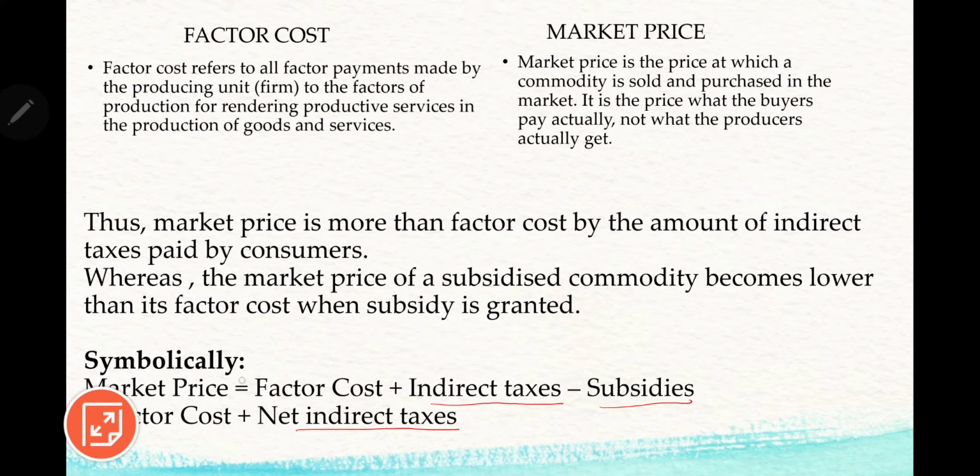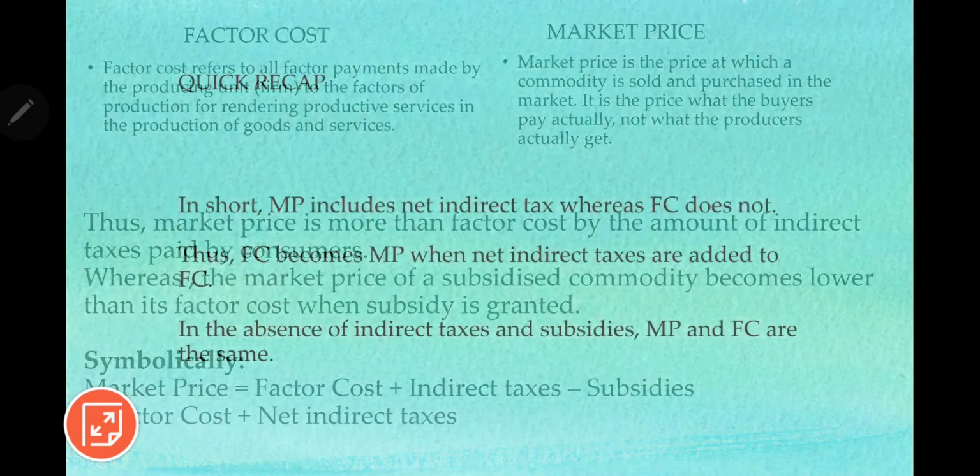Thus, we can say that market price is equal to factor cost plus net indirect taxes, where net indirect taxes are indirect taxes minus subsidies. Usually net indirect taxes are positive, that is, usually indirect taxes are more than subsidies, and thus market price is usually more than the factor cost.